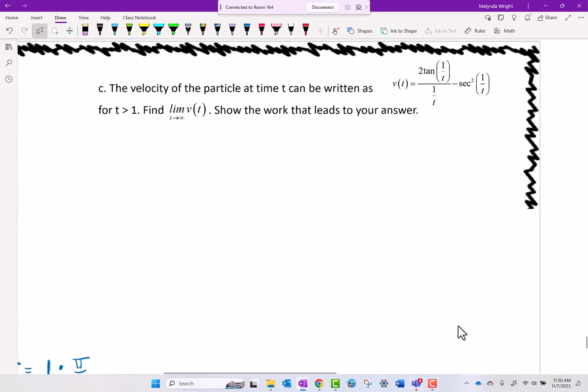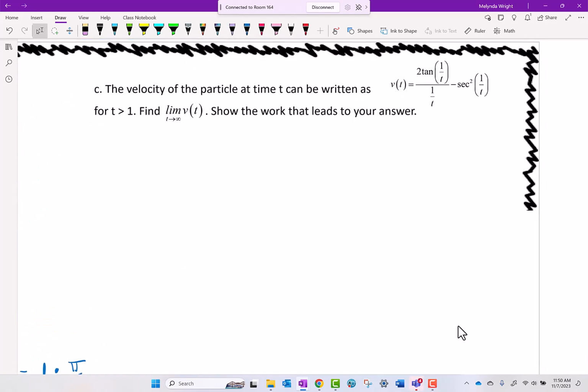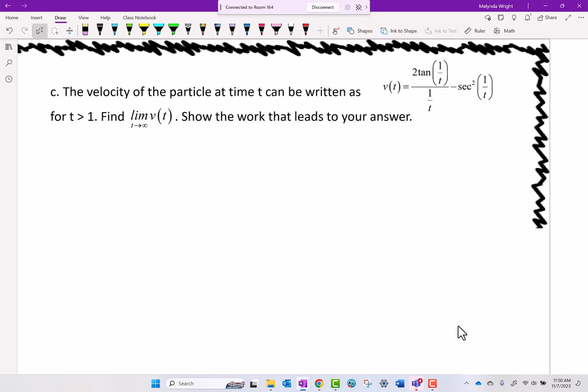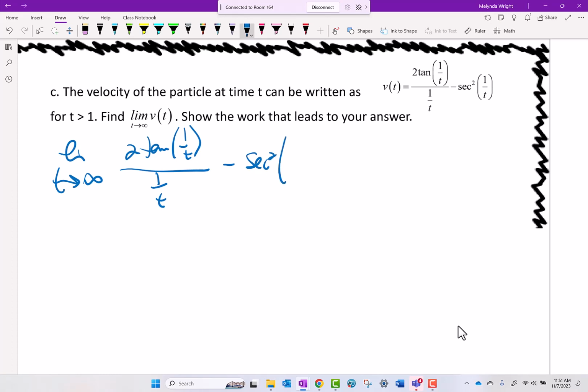It's the last part. The velocity of the particle at time t can be written as, okay, sure. For t greater than 1, find the limit as t goes to infinity. Okay, we can do that. So the limit as t goes to infinity of 2 tangent of 1 over t over 1 over t minus secant squared of 1 over t. Okay, let's think about that for a second.